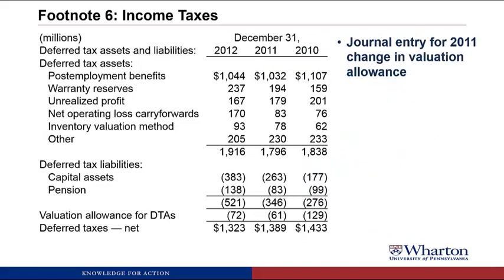Now we're going to go back to the footnote on the deferred tax assets, liabilities, and valuation allowance to look at this journal entry in 2011 for the change in the valuation allowance. So looking at 2011, so between 2010 and 2011, the valuation allowance decreased by 68, which is 61 minus 129.